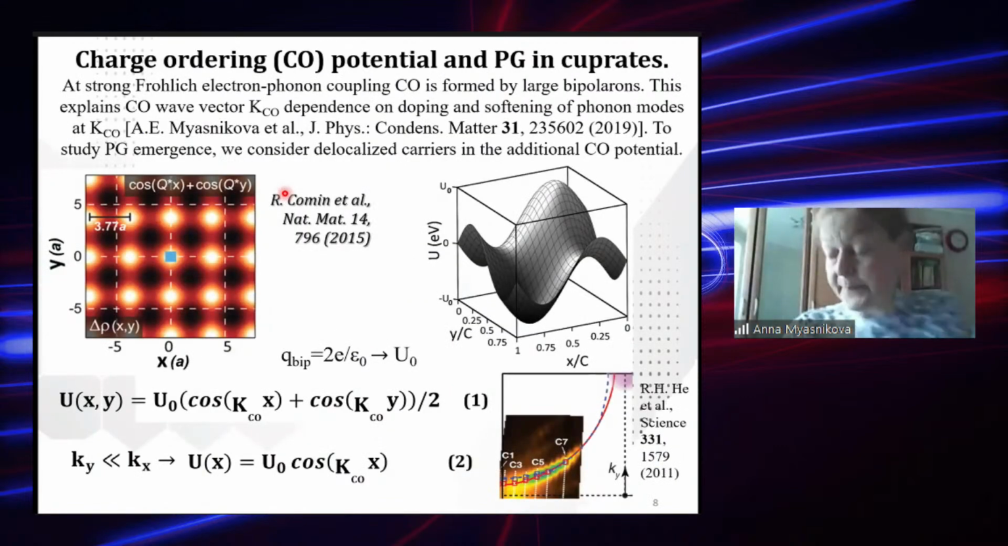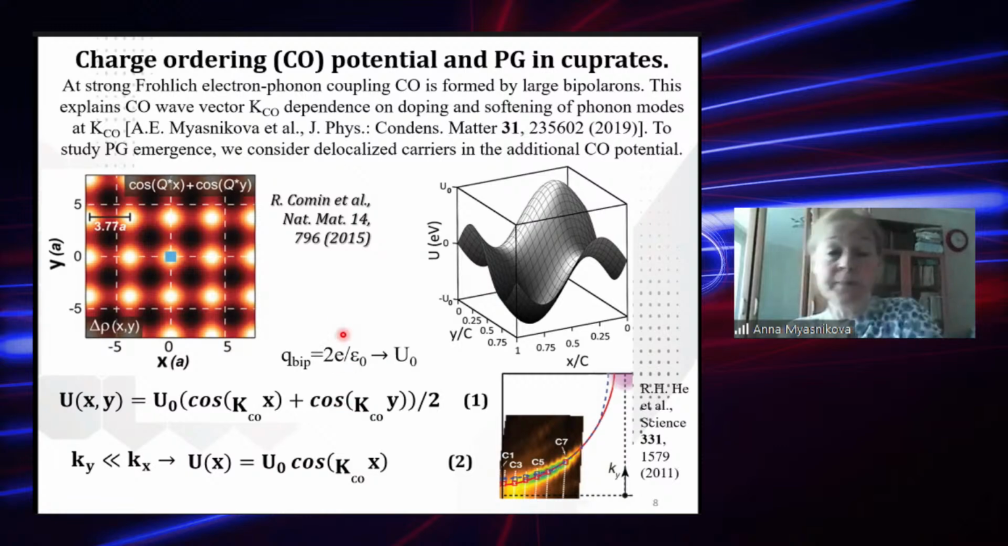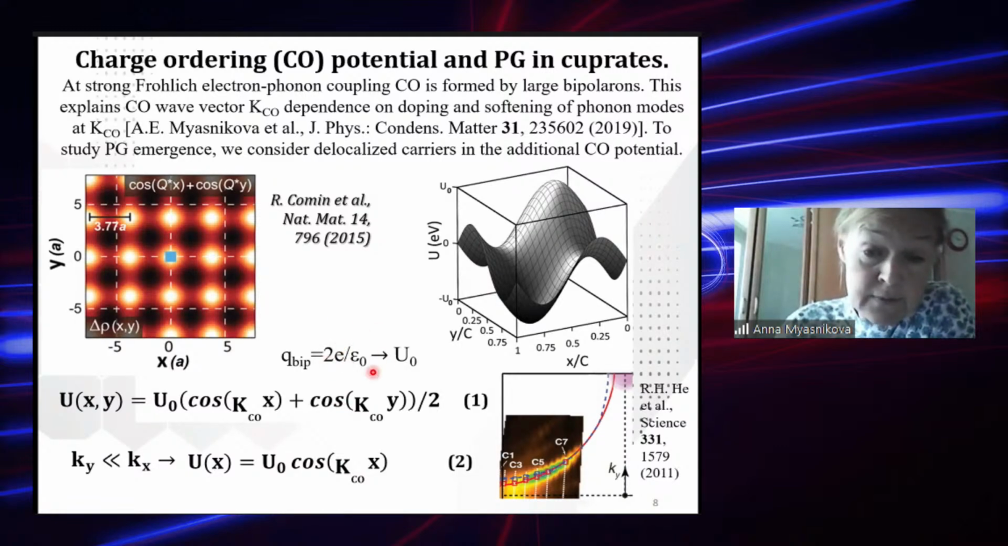Now let us come to the gap. To do this, we consider the influence of the potential created by bipolaron charge ordering on the delocalized carriers. The charge density in charge ordering can be described with a sum of cosines, as was shown here. So, if we know the charge of one bipolaron, as shown here, one can calculate the potential created by charge ordering of bipolarons.